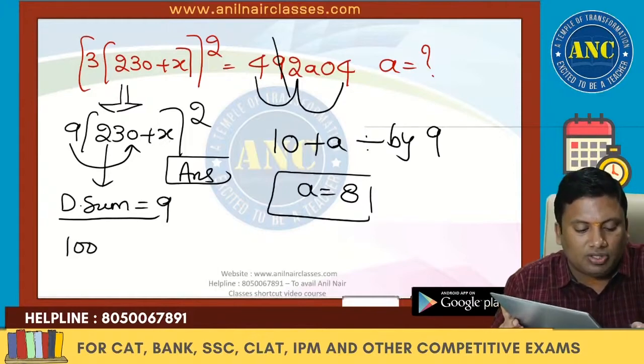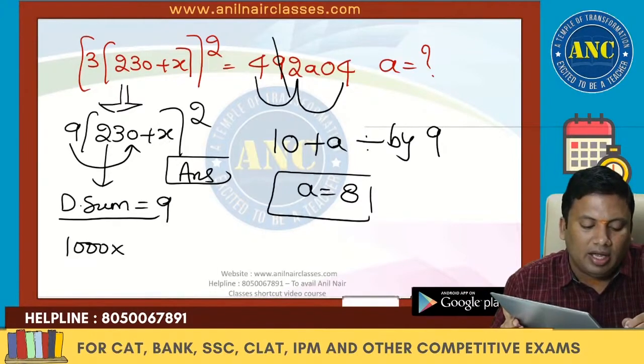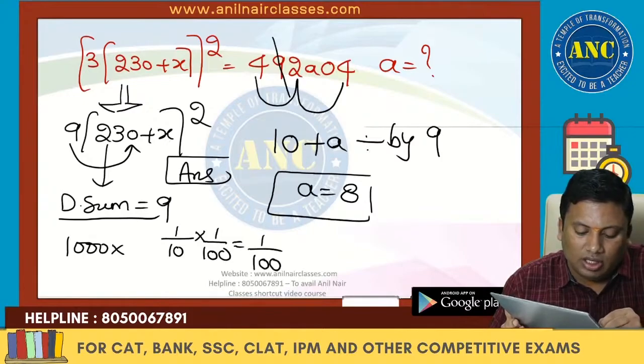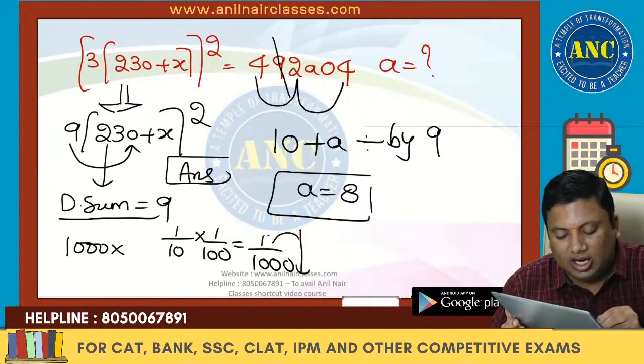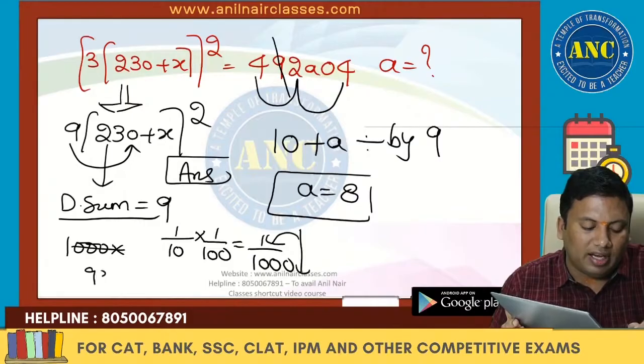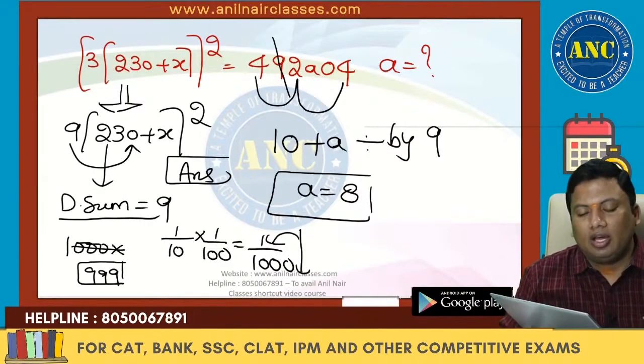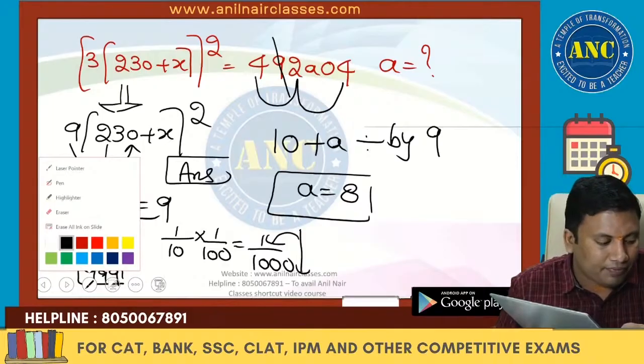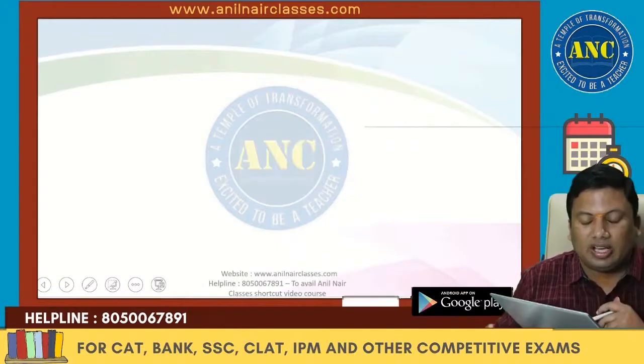Time is 1000. It is decreased by 0.1 percentage. 0.1 is 1 by 10, and percentage is 1 by 100. So 1 on 1000, 1 decrease. Therefore the final answer will be 999. I hope the logic is clear.